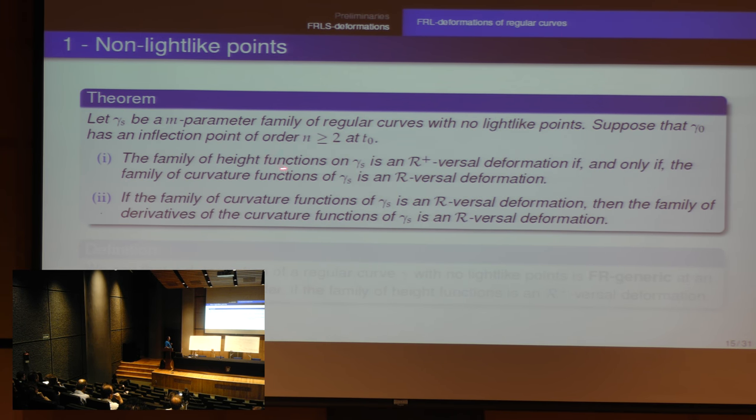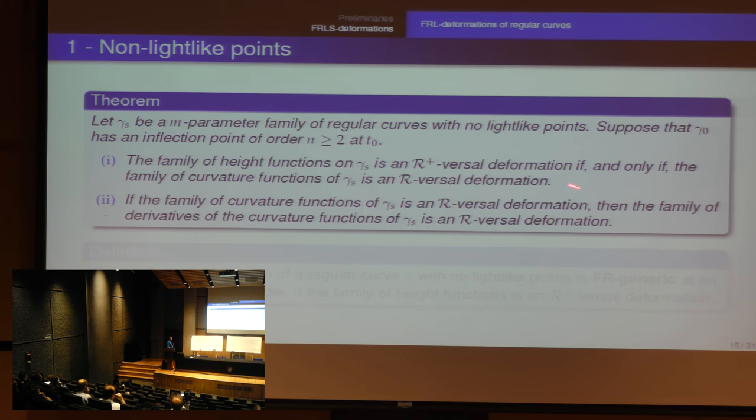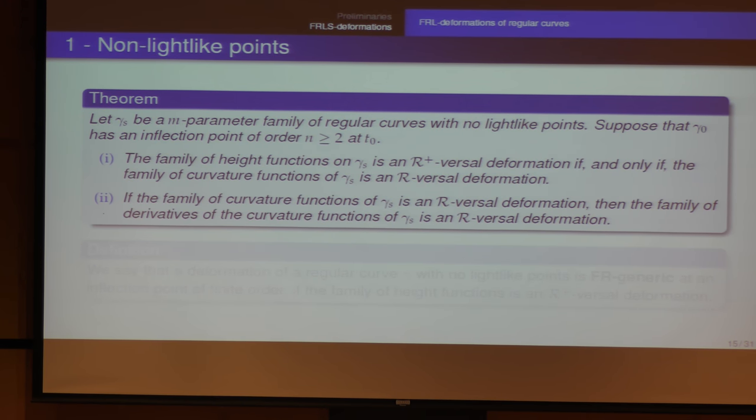The first one: the family of height functions is an R-plus versus deformation if and only if the family of curvature functions is an R-versus deformation. And if the family of curvature functions is an R-versus deformation, then the derivative of the curvature function is an R-versus deformation also. Here we can see that the zeros of the curvature function give us the inflection points, and the zeros of the derivative of the curvature function give us the vertices. This condition for the family of height functions being an R-plus versus deformation is a good condition, because from that we can study the inflections and vertices simultaneously.